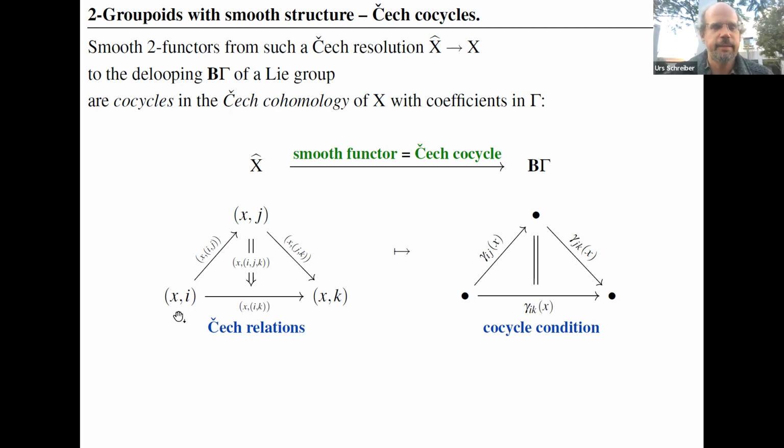So it has to send every point in some patch to the single object here. There's nothing to be chosen here, but then every edge has to be sent to a family of group elements. So we get a function from double intersections, right? This edge is really a point in a double intersection. This has to be smoothly mapped to a group element.